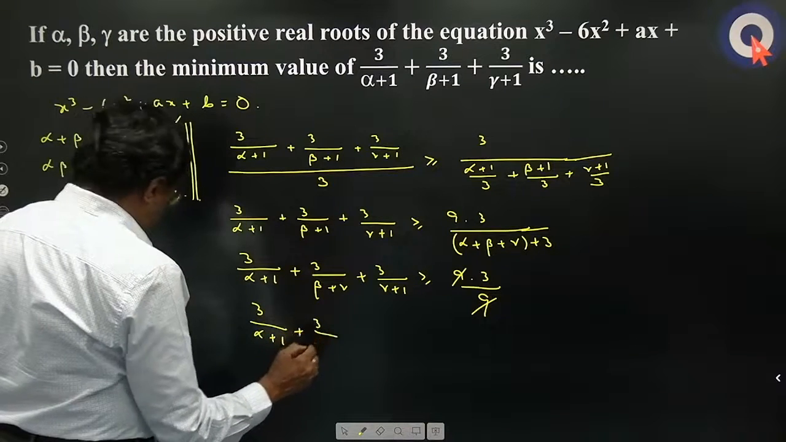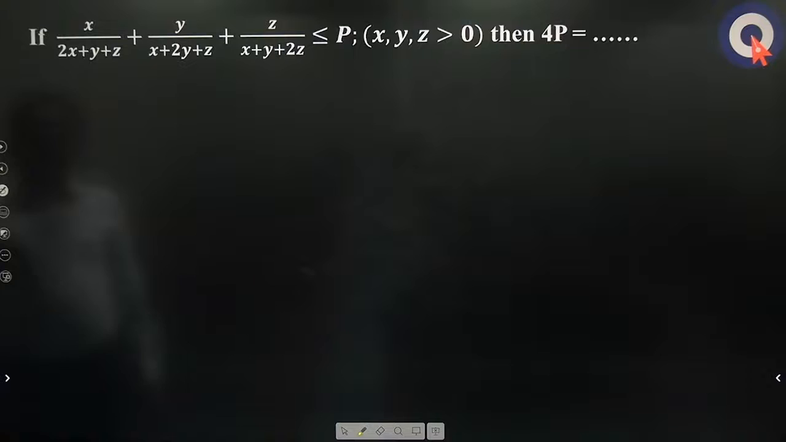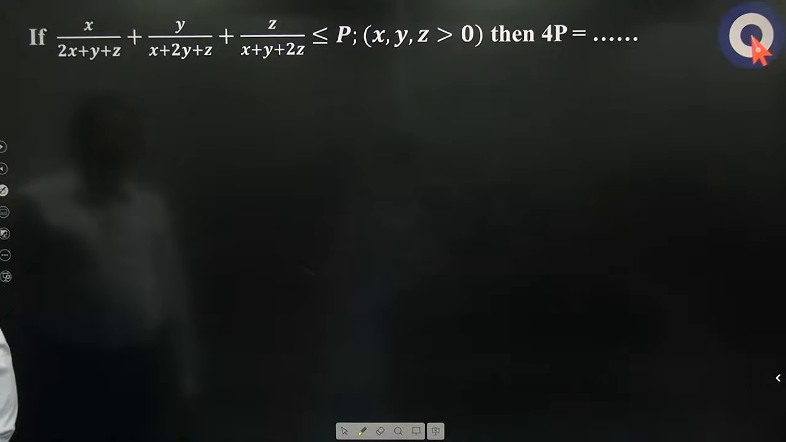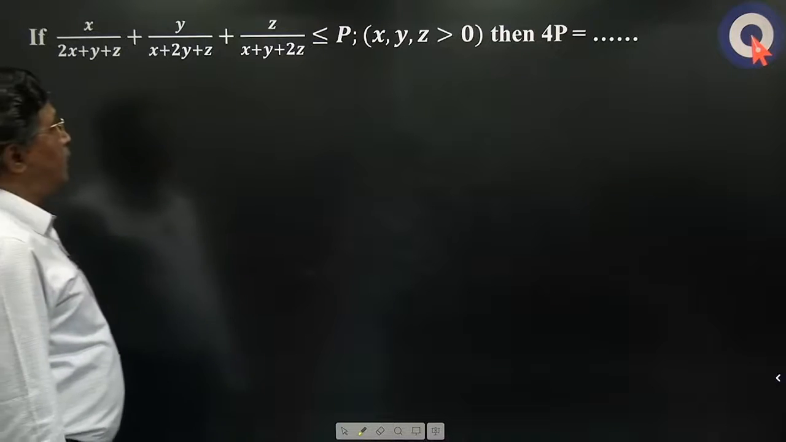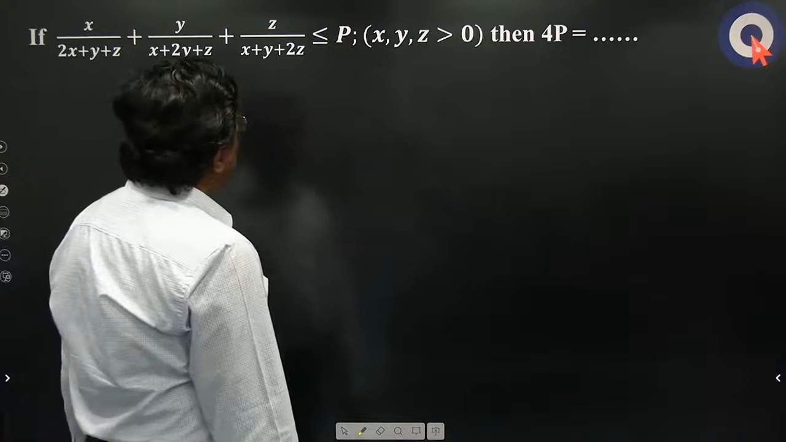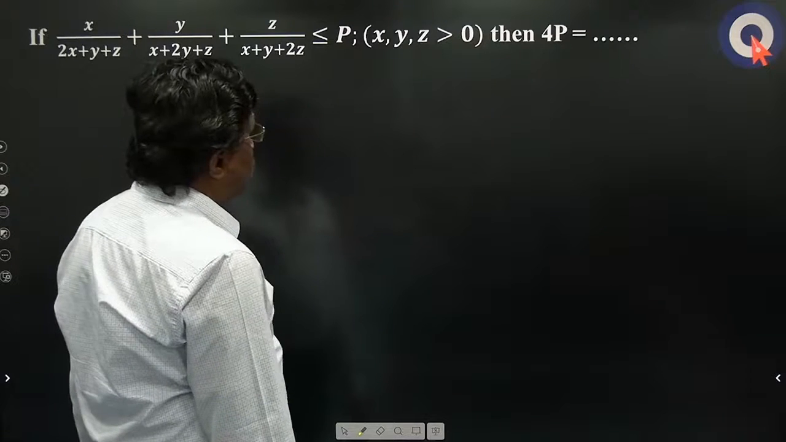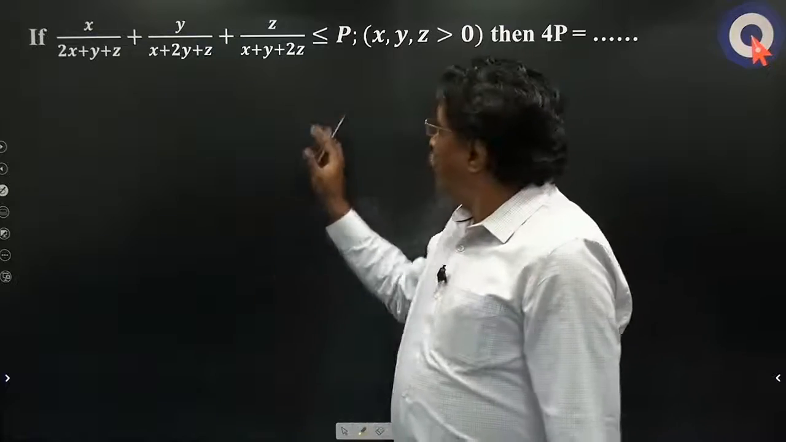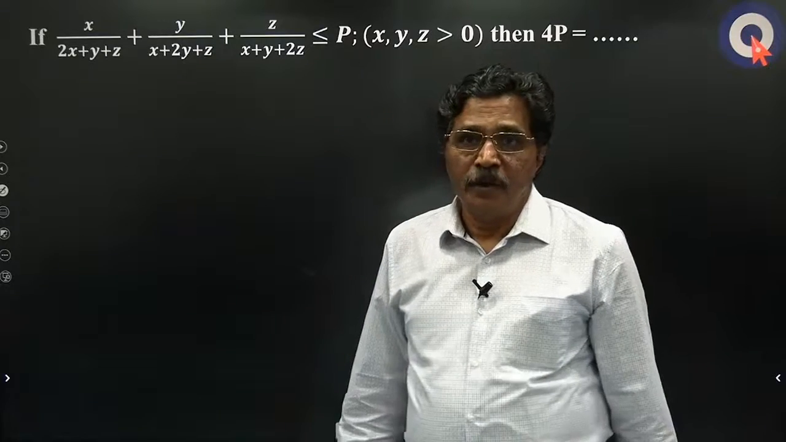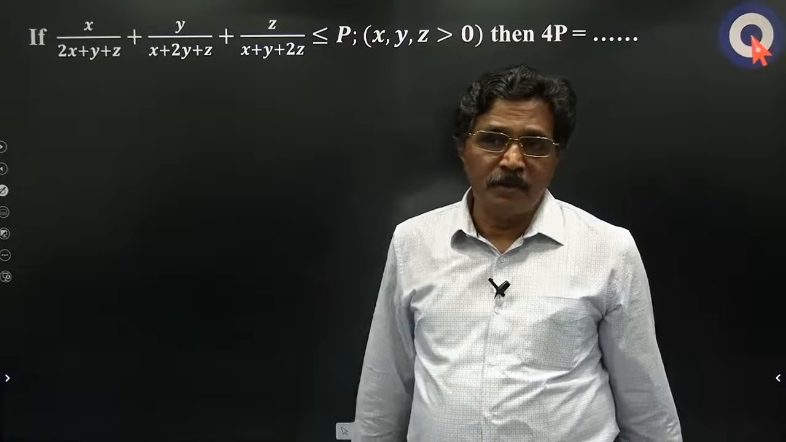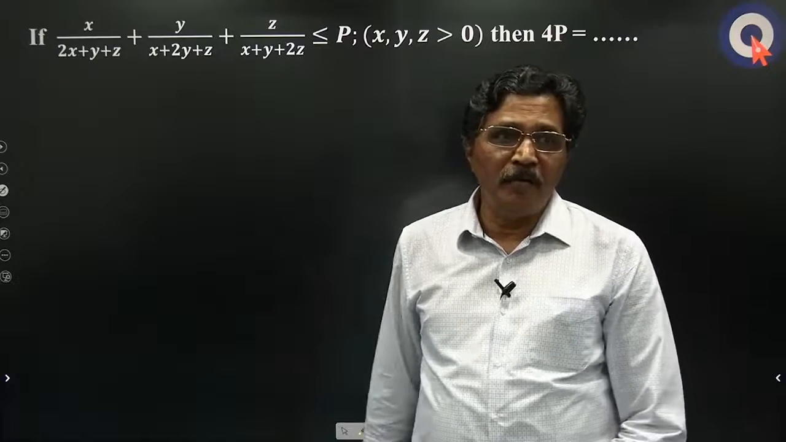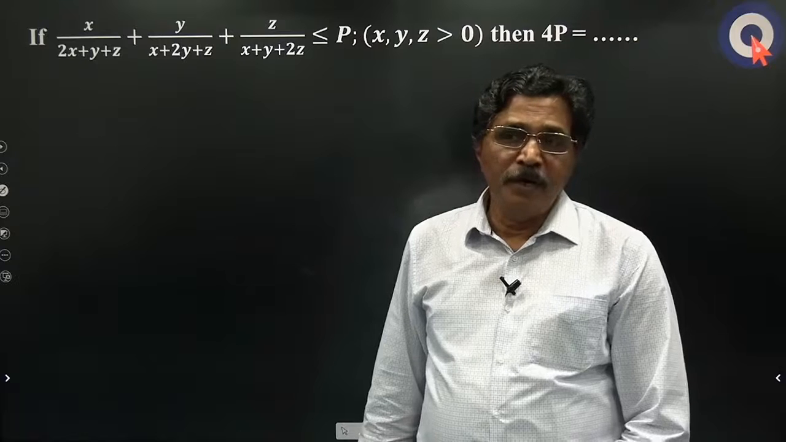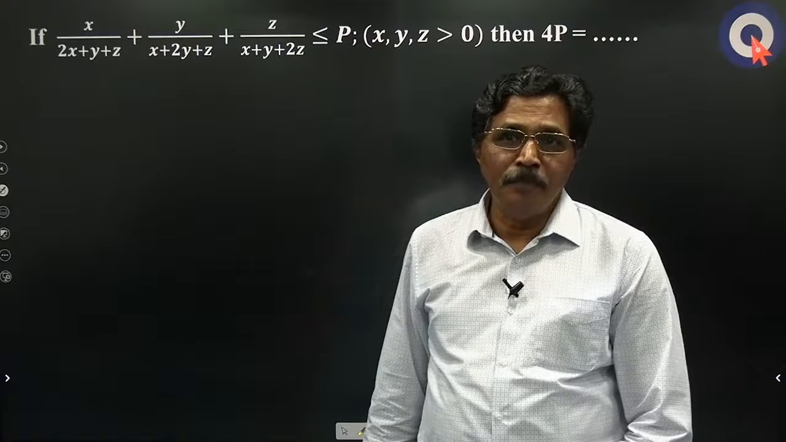Now, if x by 2x plus y plus z plus y by x plus 2y plus z plus z by x plus y plus 2z is less than or equal to p, x, y, z are all positive quantities, then what's p? All right. That p and all we don't bother about. We think of the inequality first. Not always AM, GM, HM could be our savior. At times we need to think completely differently.